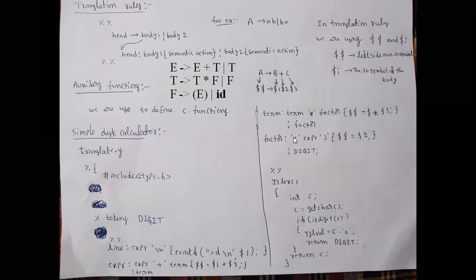Then factor colon, left parenthesis expr and right parenthesis. We specify this as a semantic action. F is the left side non-terminal attribute value. So here $$ equal to $2. Then it is digit. This is the last one, the auxiliary function value.